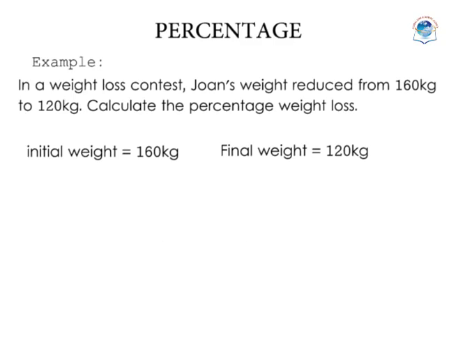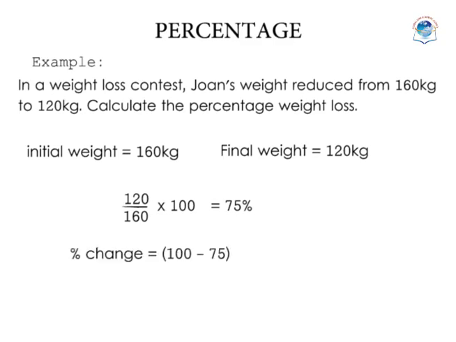Alternatively, we can express the final weight as a percentage of the initial weight, and then we subtract it from 100. So 120 over 160 times 100 will give us 75%. So 100 minus 75 will give us 25%. The same answer.